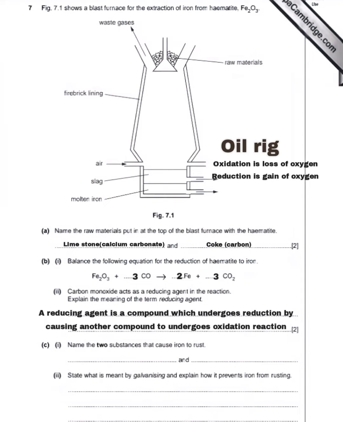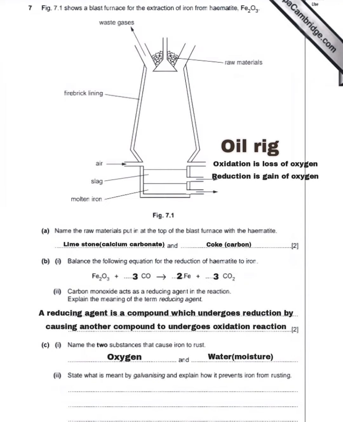So in this case, the 2 substances that cause iron to rust: the first one is oxygen, followed by water or moisture. That's all. Then Roman numeral number 2 is saying, state what is meant by galvanizing and explain how it prevents iron from rusting.